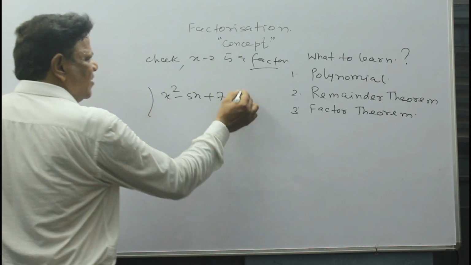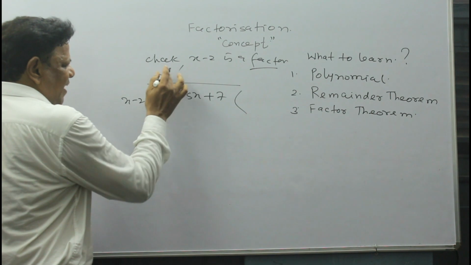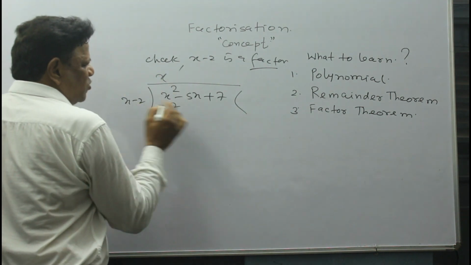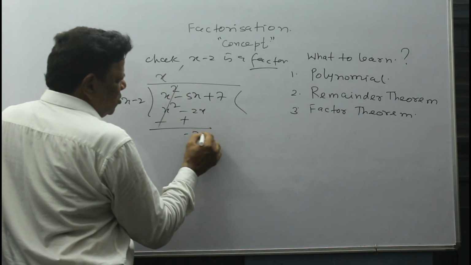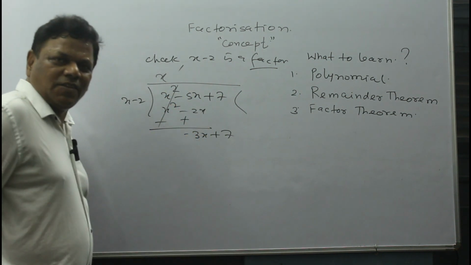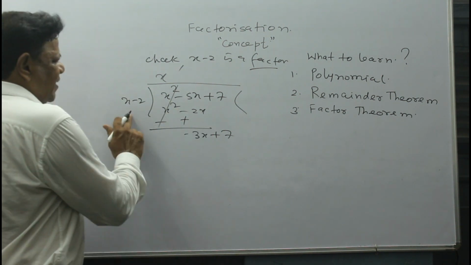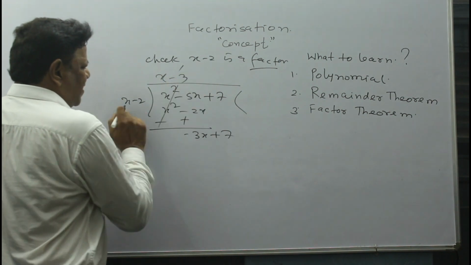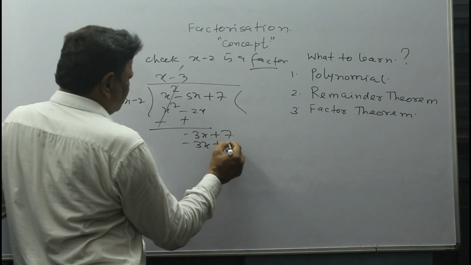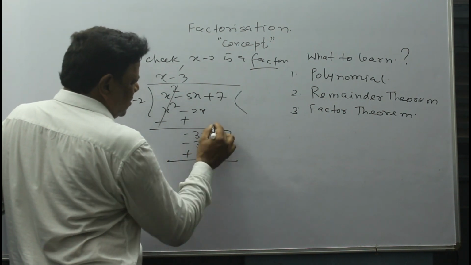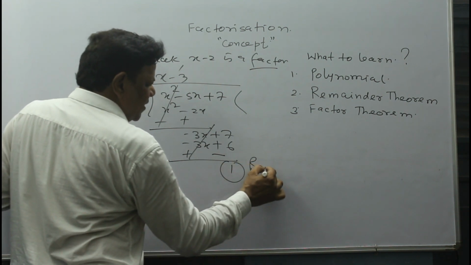So, divide by x minus 2. How to divide? x square is given, so multiply x with x square, and x into minus 2 gives minus 2x. Sign change, cancel. What is coming? Minus 3x plus 7. Again multiply by minus 3: minus 3 into x is minus 3x, and minus 3 into minus 2 is plus 6. Cancel it. What is coming? 1 is coming. Now, 1 is the remainder.